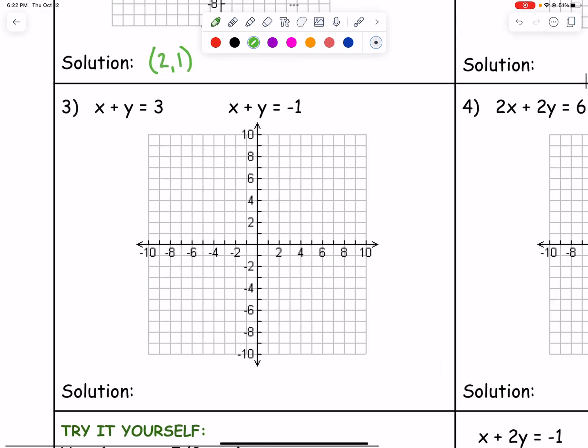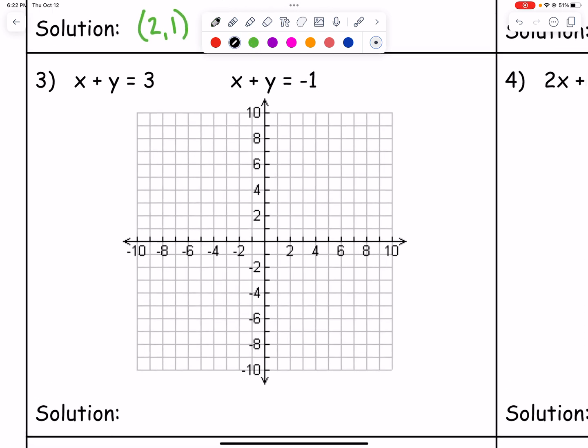Number 3 is the next one I'm going to do. It's not as straightforward. So first we need to solve for y because they're not already equal to y, but it doesn't take a whole lot of work. We just got to move the x to the other side, and it's adding because there's no sign in front. And remember, if there's no sign in front of the x, it's like a positive. So I have to subtract x to move it to the other side. And then I get y equals negative x plus 3 for that first one.